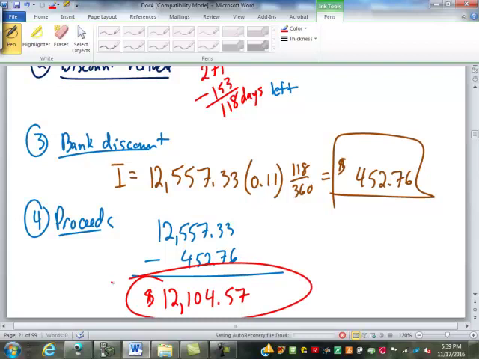How many of you had that one right? Okay, anybody have any questions on how we got to that? Any part of that that you're confused on? Now, as I said, in my mind, I think that is probably the most difficult process in the course, going through that discounting a note.